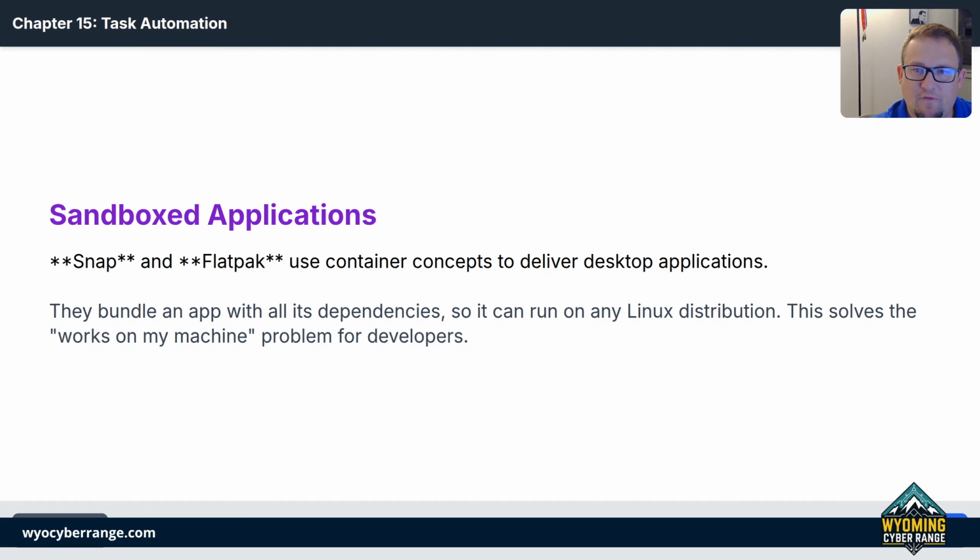Now, you've already probably seen container technology on the Linux desktop. Systems like Snap or Flatpak use the same core concepts to develop desktop applications. They'll bundle an app with all the specific libraries it needs so it can run on virtually any Linux distribution without conflicts. This is going to help us solve a classic developer problem known as, well, it works on my machine.